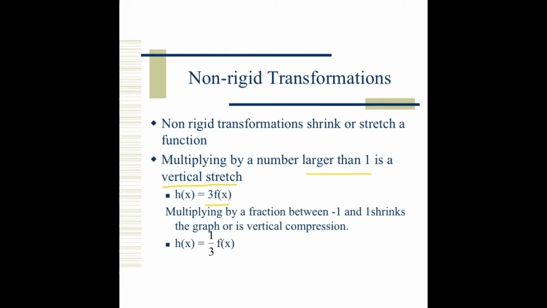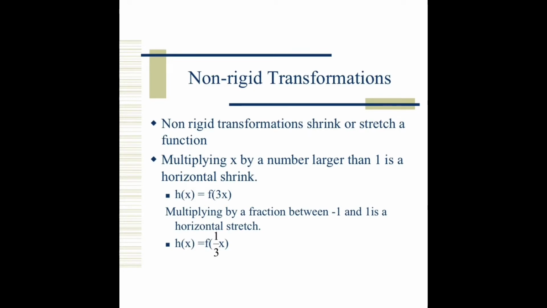If instead we multiply by a number that's going to be between -1 and +1, that's going to be a shrink or a vertical compression of the graph. And we can see on the outside again we have a 1/3 times our f of x. So again, just to recap, if you multiply your whole function by a number larger than 1, it's going to be a vertical stretch, the function will be taller. If you multiply by a number between -1 and +1, you're going to have a vertical shrink or a vertical compression of the graph, and it's going to be shorter.